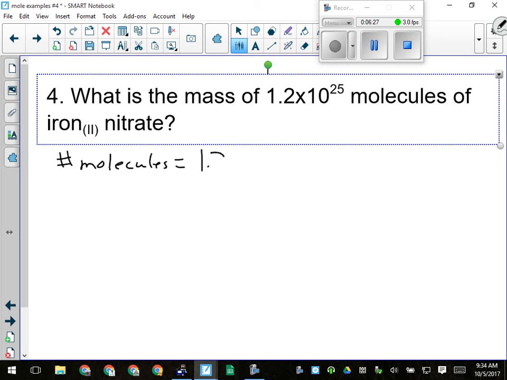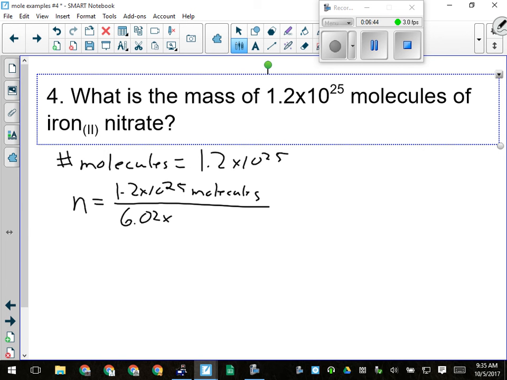So we have to calculate n first. We're going to take our 1.2 times 10 to the 25, the number of molecules we have. And then we're going to divide by Avogadro's number, which is essentially molecules per mole. It's the number of molecules in 1 mole, so it's really molecules per mole. Molecules cancels off, and I'm left with moles.